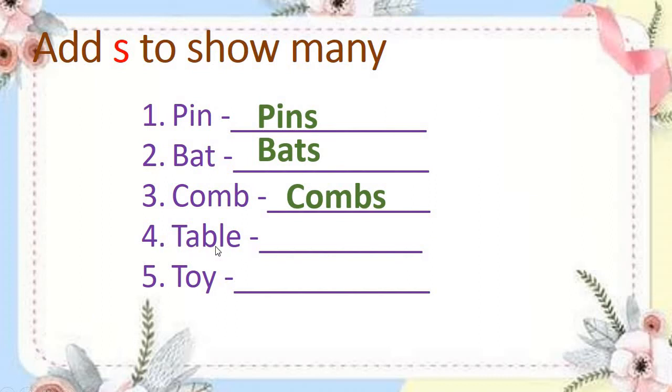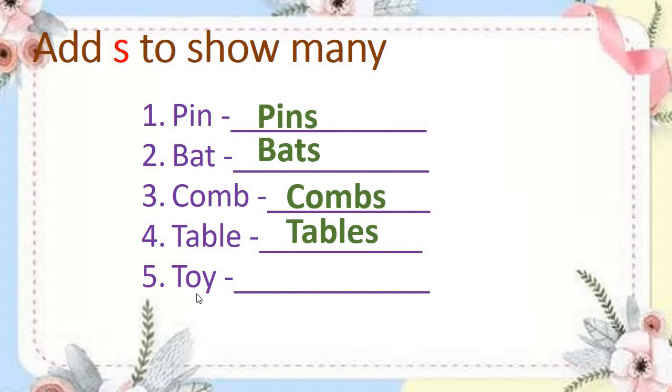Number 4, table. See here, T-A-B-L-E, table. Only one table is there, then we will call it table. But if there are many tables, see what we have to do? Add S. We have to add S to show many tables. Okay? T-A-B-L-E, table. Tables. What will be the spelling? T-A-B-L-E-S, tables. Table, tables.